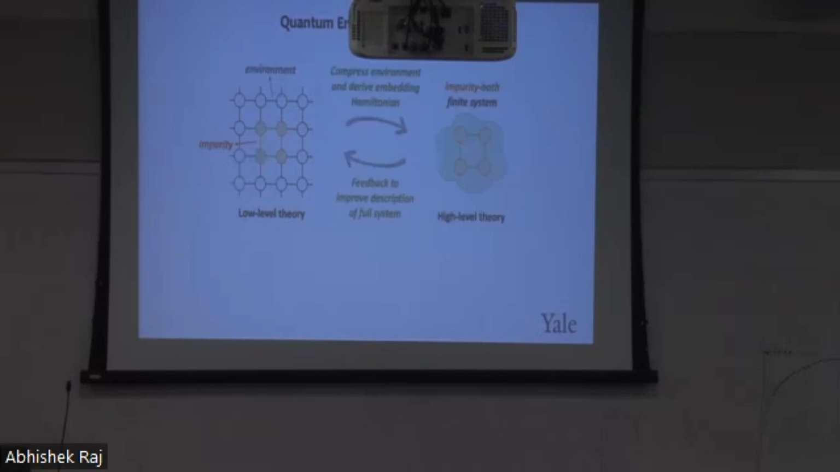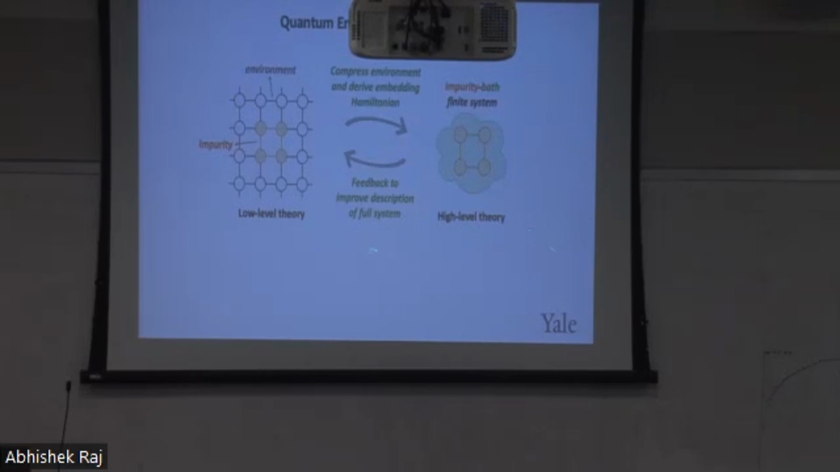And next, what I'm going to do is compress the information in the environment and derive an embedding Hamiltonian, meaning that I'm trying to simplify this large infinite crystal into a very small, finite impurity plus bath system. This bath contains the information in the environment, but its Hilbert space is much smaller than the original problem. In that way, if I can find a way to compress the environment, then I will have a much smaller object to work with, and maybe I can apply some high-level calculation to it, maybe coupled cluster, maybe even more expensive things.